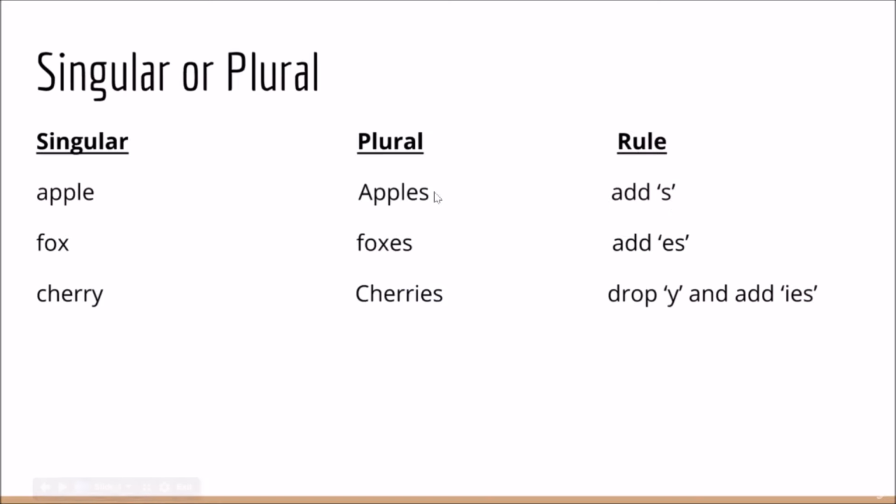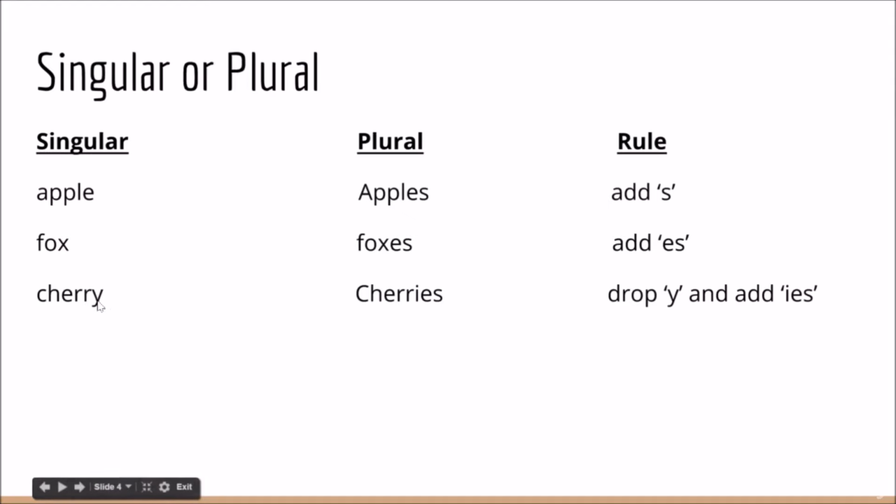So we have a rule where we just add s to make it plural. But some words, depending on the way they end, have different rules on how to make them plural. Apple is one of the normal basic words. You just add s. But we have some words depending on the ending, like fox. Fox ends in an x, so we can't add just s. We have to add es. And other words like cherry end in a y. We can't just add s. We actually have to drop the y and add ies.